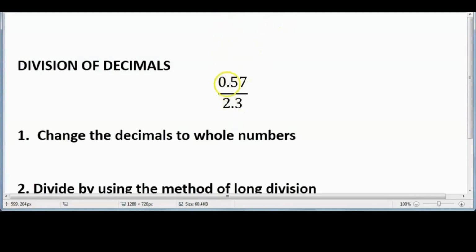So I'm going to shift this decimal point 1, 2. So my decimal point comes here. That means instead of 0.57, I will have 57.0. The decimal point moves 2 places to the right. The same thing should happen to 2.3. If it shifts 1 place, 2.3 becomes 23. If it shifts another additional 1 place, it becomes 230.